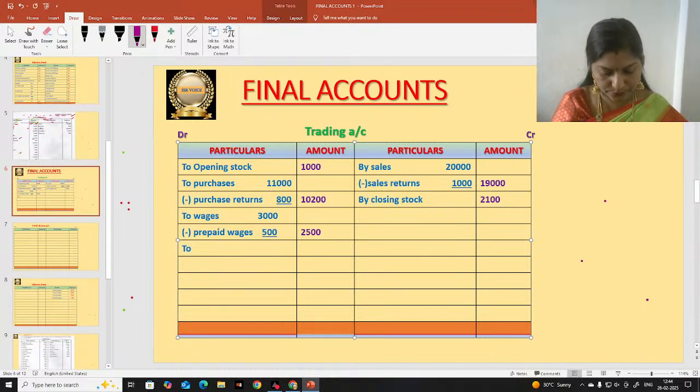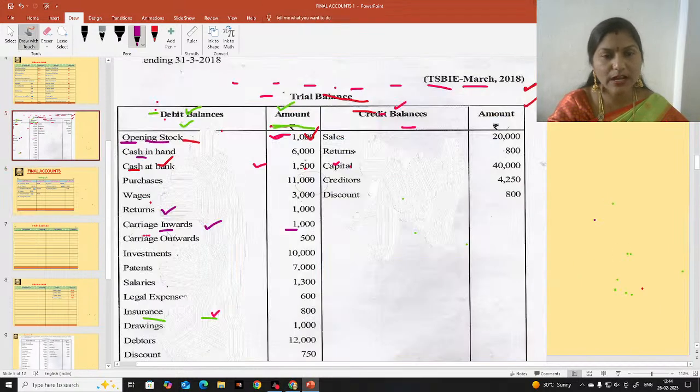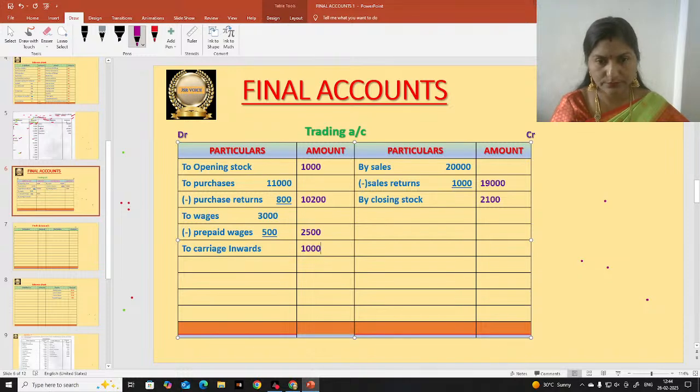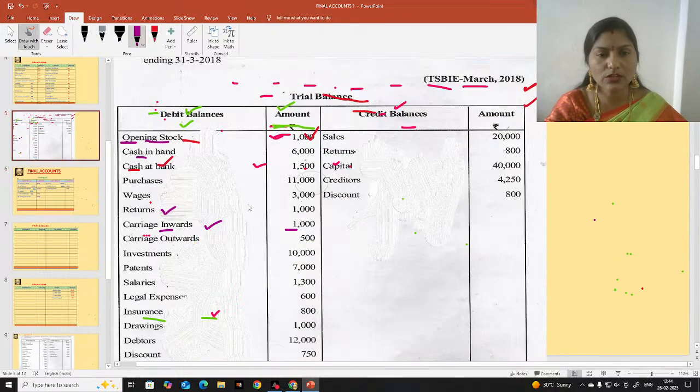To carriage inwards. How much carriage inwards we have here? 1000 rupees. Let us record 1000 in the amount column. Okay, so we recorded carriage inwards also. Let us go to our question. So after carriage inwards, what we have here?